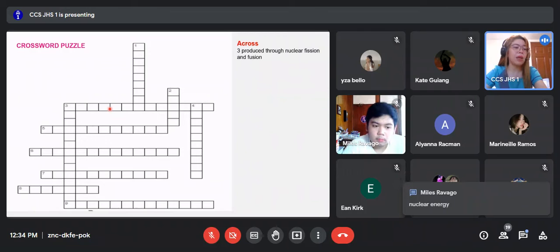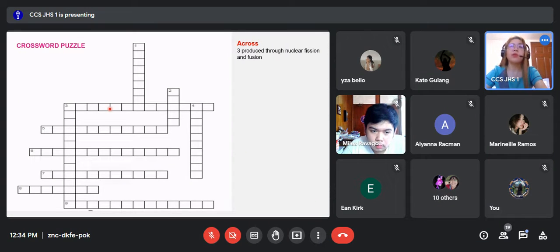An entry here from Miles. Nuclear energy. Okay, that is the correct answer. Very good. So we have nuclear energy for 3 across.